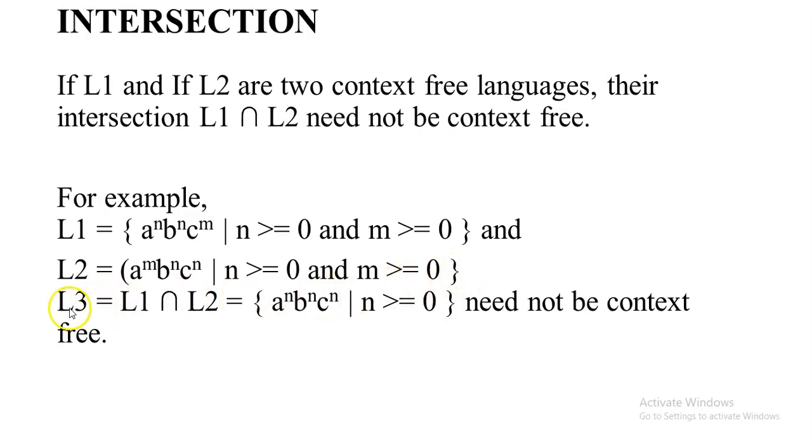We are generating a language L3 equal to L1 intersection L2. That means the numbers of A's, B's and C's should all be equal. The A's should be equal to the B's, and the B's should be equal to the C's. So it need not be a context-free language.